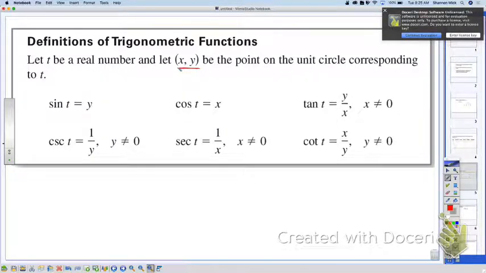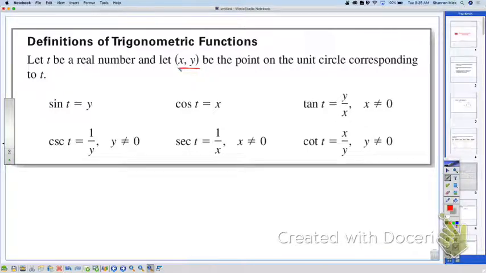Okay, they've paired sine and cosecant because those are co-functions, right? And they're reciprocals. So if sine is y, cosecant is 1 over y. And why can't y be 0? Because you can't divide by 0. So you have an undefined spot there. So we have an asymptote in the cosecant graph. So it's undefined, right? Linking you back to chapter 2. Cosine is x. Well, secant is the reciprocal of x, which would be what? 1 over x.